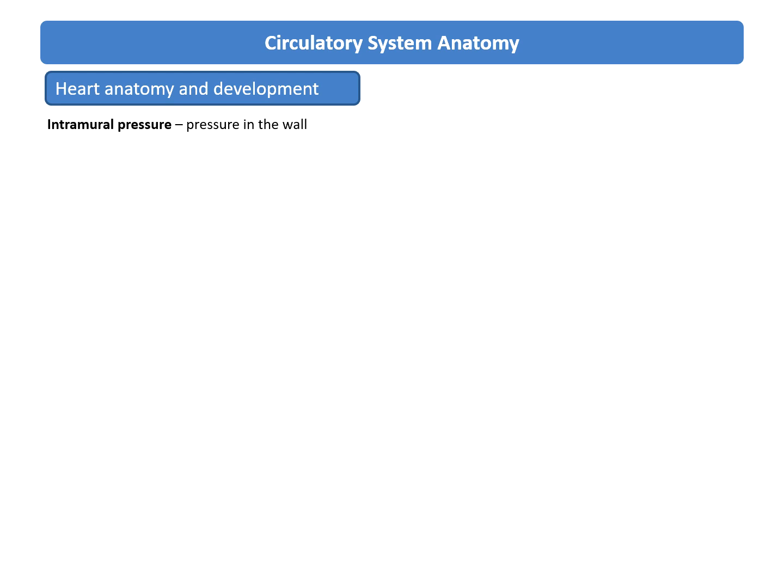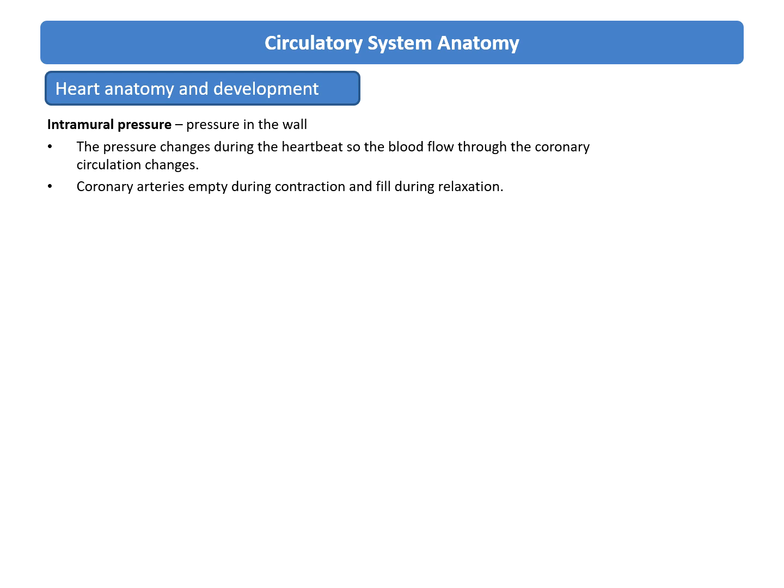As the heart contracts and relaxes, a pressure within the wall develops. This is called an intramural pressure. The pressure changes during the heartbeat, so the blood flow through the coronary circulation changes. Coronary arteries empty during contraction and fill during relaxation, because when the heart contracts, it squeezes the vessels, forcing the blood out of the coronary arteries. So during relaxation, the vessels are allowed to reopen and blood flows into them.